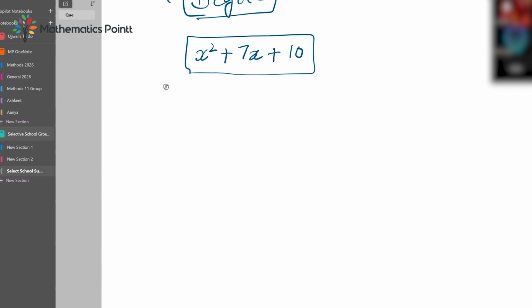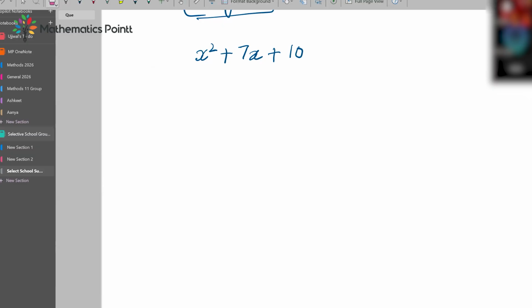No, no is the right answer. Good. If I would have written an x here, then yes, I can pull out that common factor x. But unfortunately, I don't have it. So what do I do here?